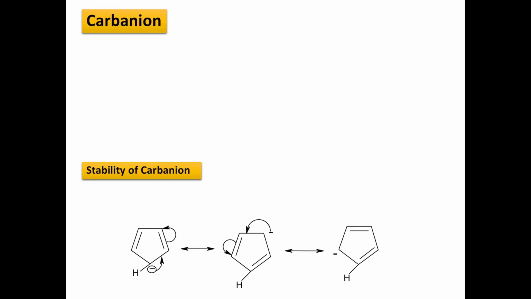And the second one is carbanion. If you remember the previous slide, we discussed carbocation or carbonium ion and the factors that affect the stability: hyperconjugation, inductive effect, and resonance. Here for carbanion we have 2 factors affecting its stability.